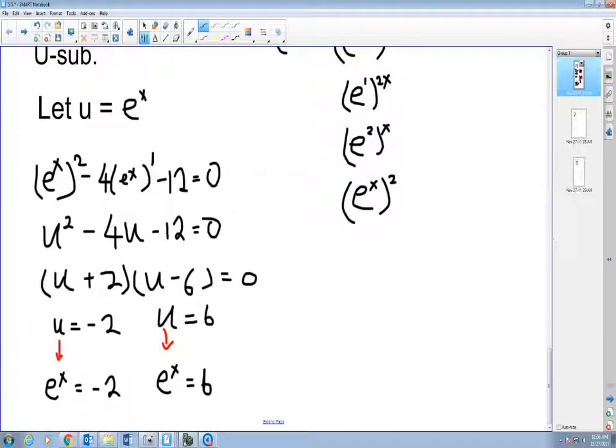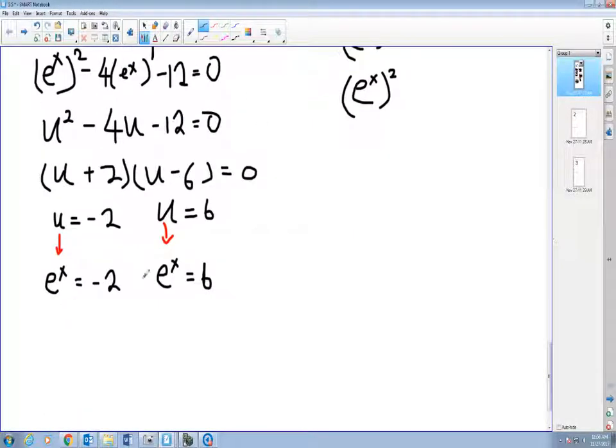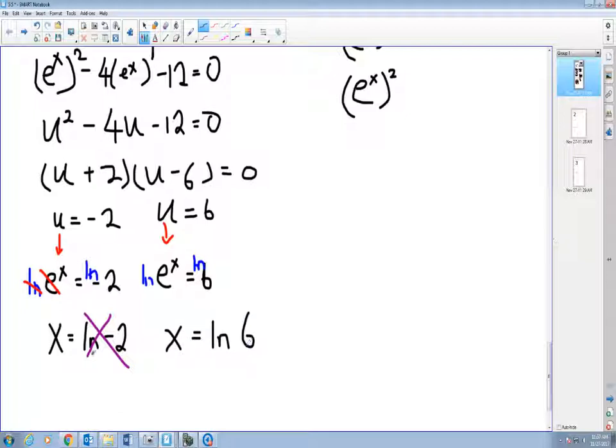They want the exact answer here. Now I've got 2 terms, so I can take a natural log on both sides. Natural log and e will cancel out. So x is equal to natural log of negative 2. As you can recall, we can never take a natural log of a negative, so this cannot be my answer. Same thing with this one here, take a natural log on both sides. So my answer is x equals natural log of 6. That will be my answer.